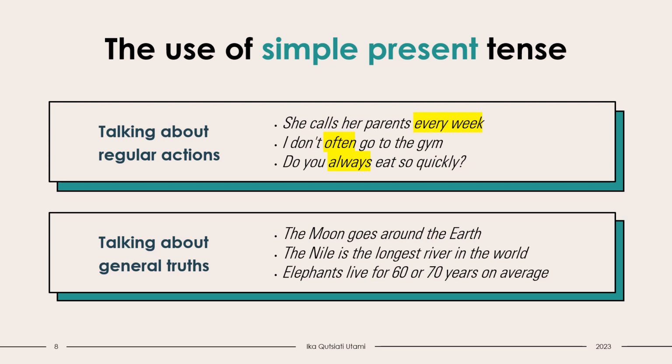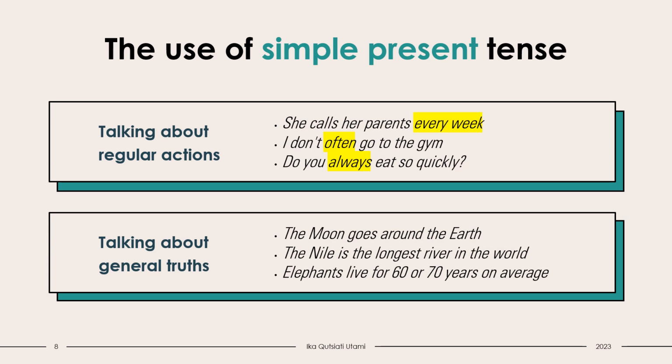She calls her parents every week. I don't often go to the gym. Or, do you always eat so quickly? In all of these sentences, we are talking about actions which happen or don't happen regularly. These actions are not happening at this moment. This is just a simple use of the present simple, which maybe you knew already, but we have only just started. How else can you use the simple present tense?